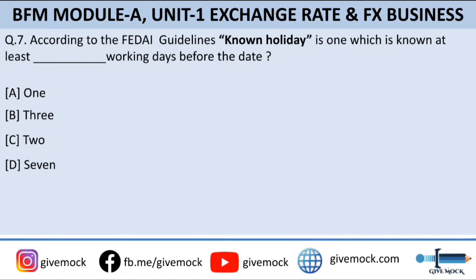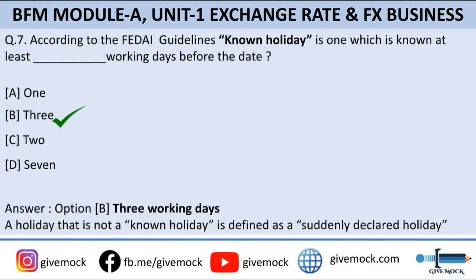Let's move on to question number 7. According to the FEDAI guidelines, a known holiday is one which is known at least dash working days before the date. So you need to choose the correct answer. The correct answer to this question is option B, that is 3 working days. So as per the FEDAI guidelines, the known holiday is one which is known at least 3 working days before the date, okay.